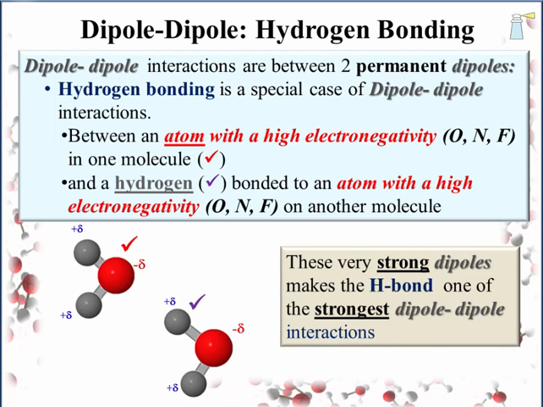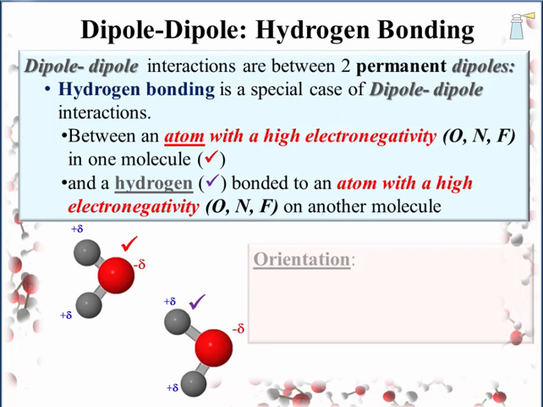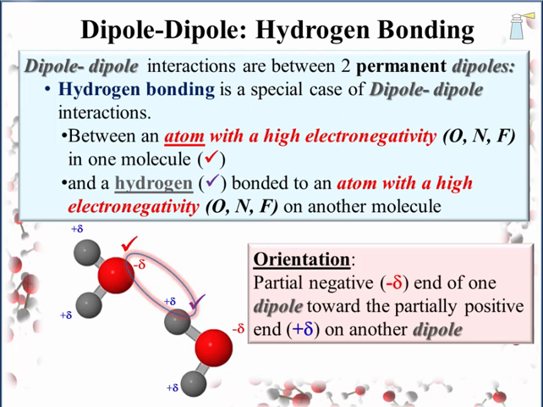They are so strong that they get their own place on the ranking, third on our list. Since dipoles have both a positive and negative end, there will be a favorable orientation of molecules that maximizes attraction and minimizes repulsion. The partially negative end of one dipole, the atom with a high electronegativity, is oriented towards the partially positive end of another dipole, the one with the hydrogen bonded to an atom with a high electronegativity.